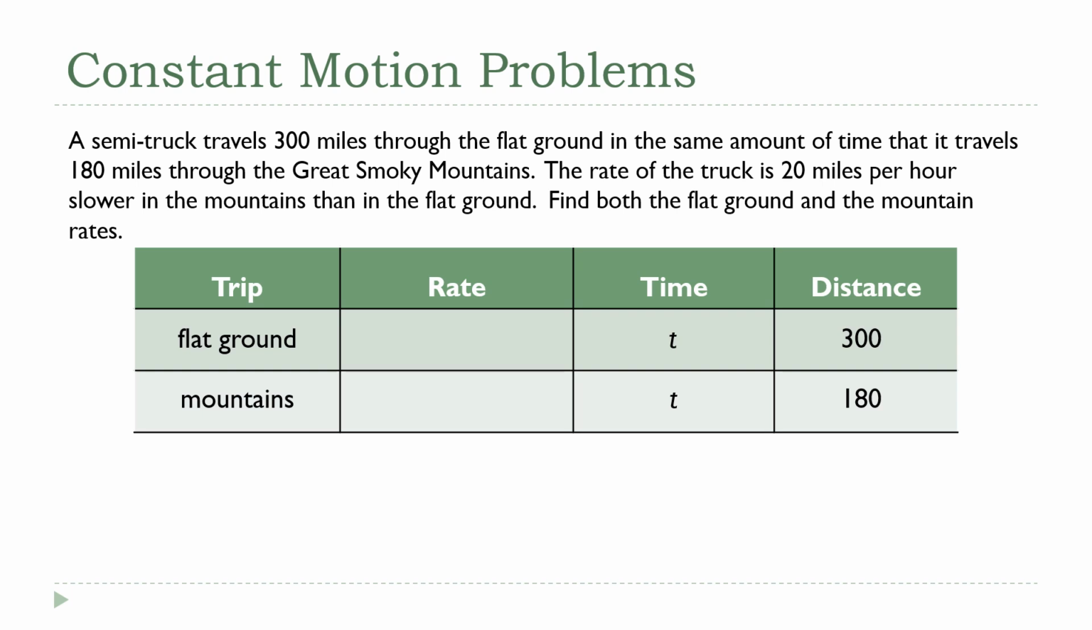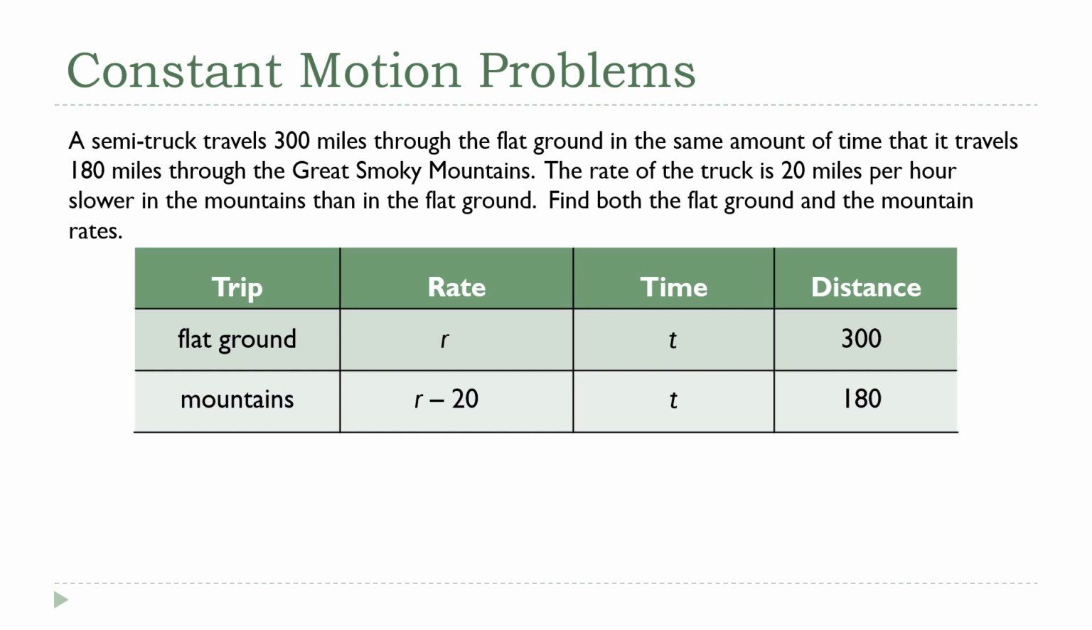Now the next sentence here, the rate of the truck is 20 miles per hour slower in the mountains than on the flat ground. I need another variable here. I'm going to use R for the rate of the truck on flat ground. And in the mountains, it's 20 miles per hour less than that. So the mountain rate will be R minus 20. Excellent, I've filled in my table.